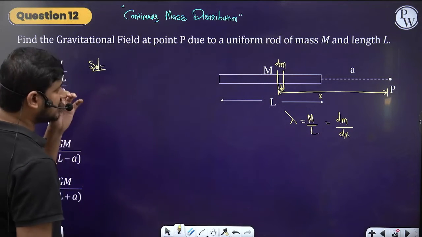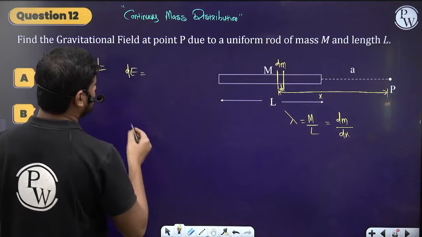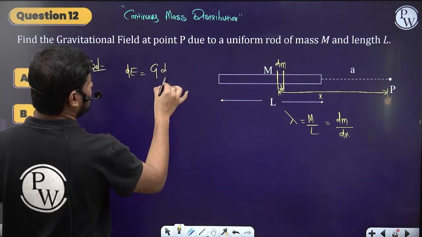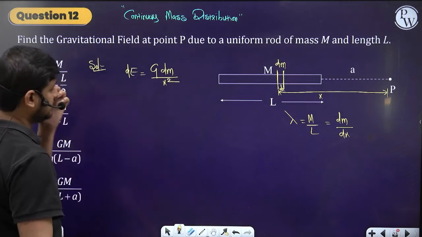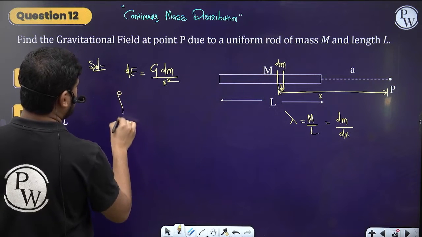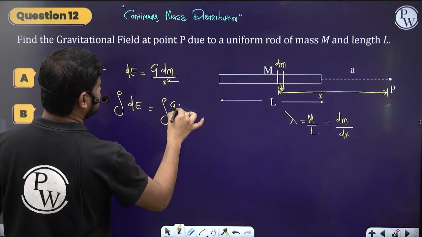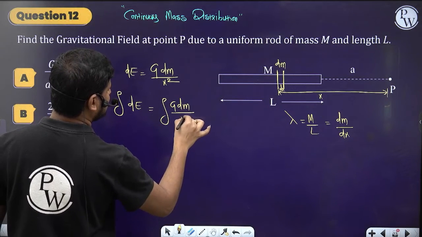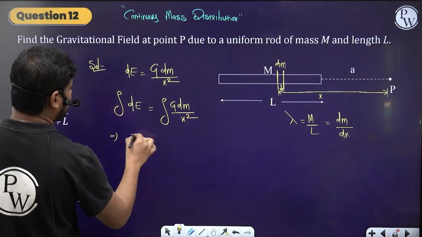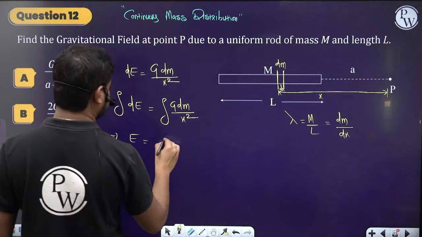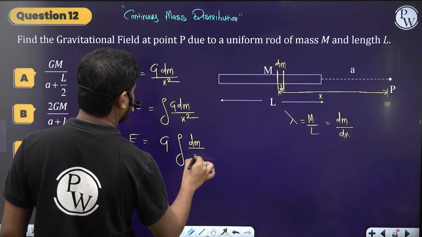Now what's the gravitational field due to that small mass dm, which is dE? The formula for dE is G into dm by x square, as the distance between them is x. Now if we need the whole thing, we do the integration of G dm by x square. The integration of dE is E, the net E. So G we can take out, and the integration of dm by x square remains.